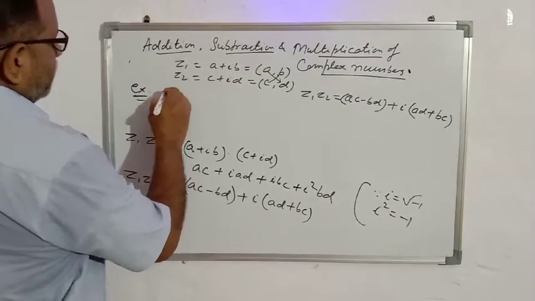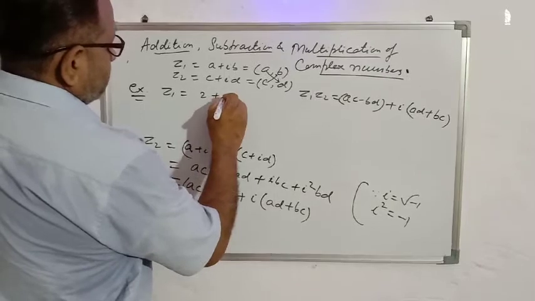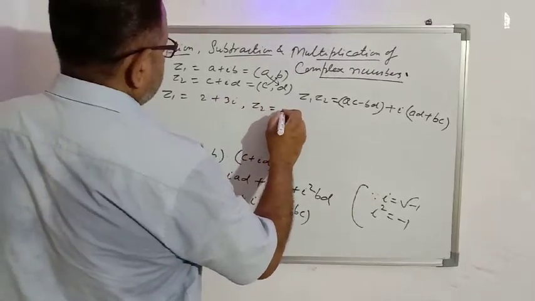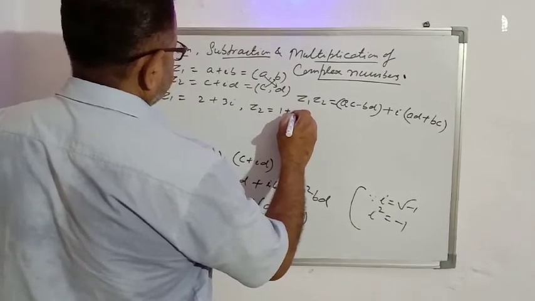See one example. Suppose z1 is 2 plus 3i and z2 is equal to 1 plus i.